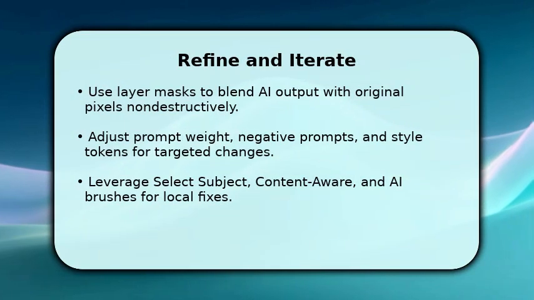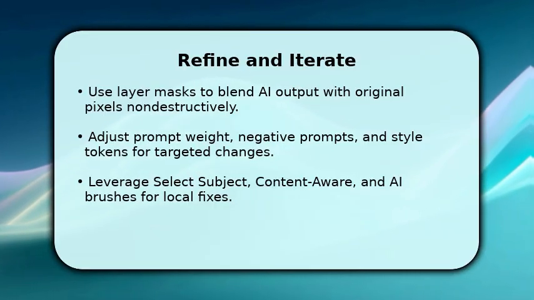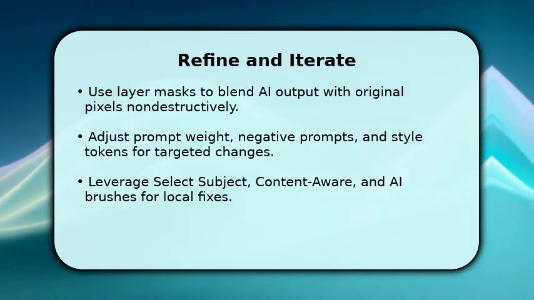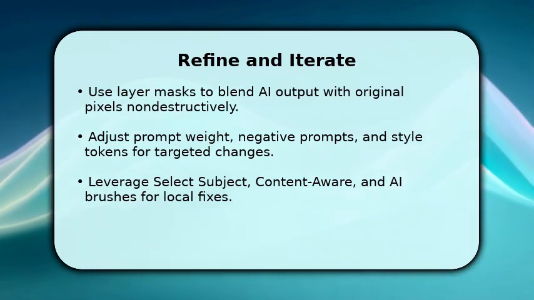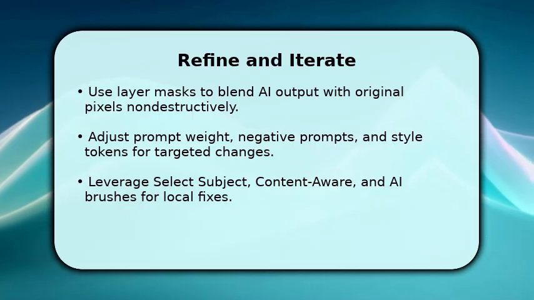Now you refine the AI output by working non-destructively. Add a layer mask and paint to reveal or hide generated pixels. If the first pass is off, iterate. Adjust prompt weight, add negative prompts, or include style tokens like film grain or soft shadows to nudge the model.